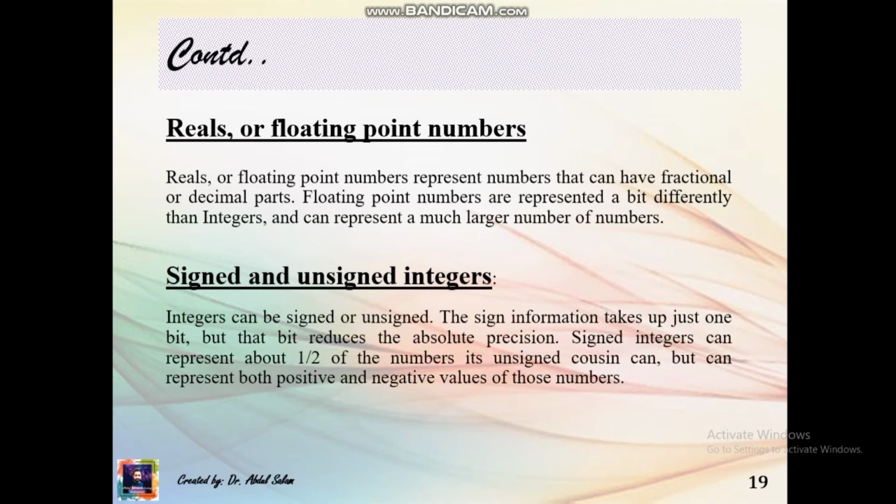Signed and unsigned integers. Integers can be signed or unsigned. The sign information takes up just one bit, but that bit reduces the absolute range. Signed integers can represent both positive and negative values, while unsigned integers can represent only non-negative values.